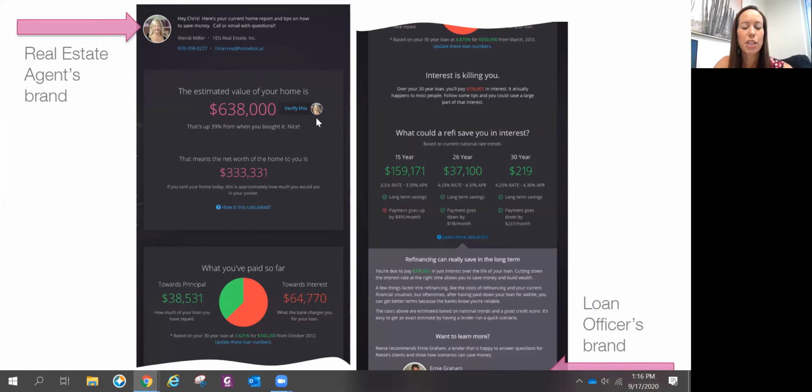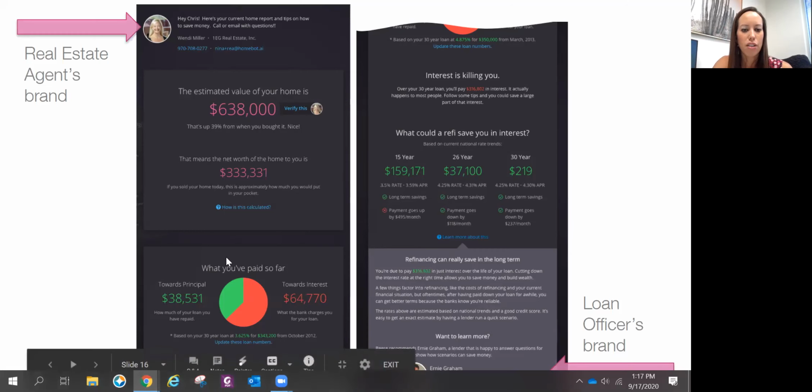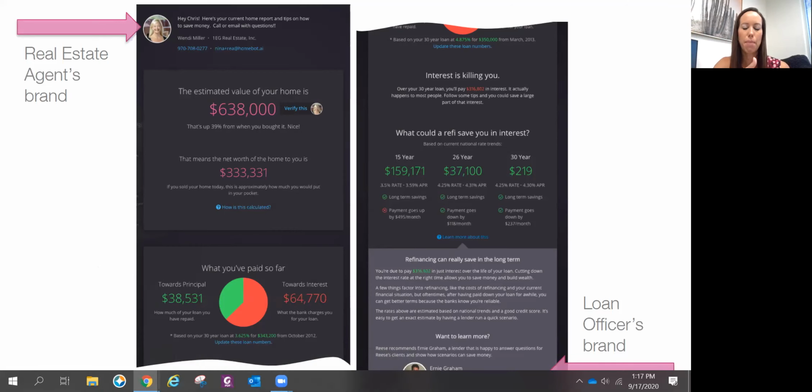If they click that, it's going to go as an email to you that they're requesting a CMA on their home. It then shows them the net worth of their home, or in other words, their equity. And if they click how is this calculated, it breaks down that equation for them to visually see how the equity is calculated. It also shows them what they paid overall, as long as they've lived in their house, towards their loan, and how much of that was principal and how much of that was interest.